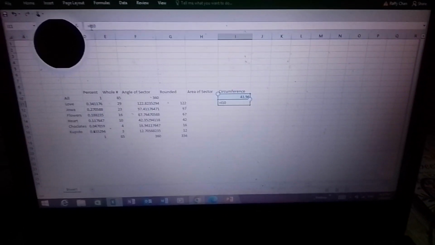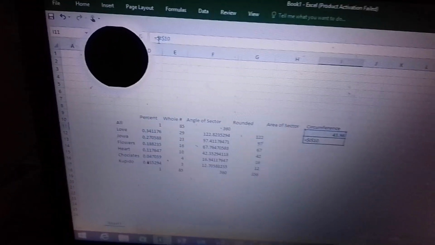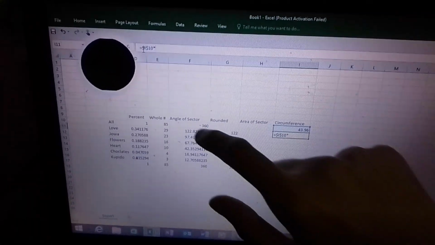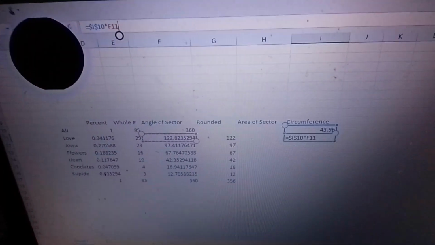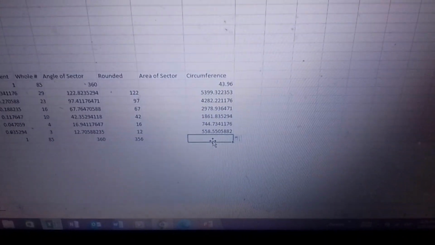Remember, this is the circumference of the circle, and we need to lock this in, so we put a dollar sign. Then after that, you multiply that with this one. Right, the angle of the sector is this one, divided by this one, then multiplied by 360. You have to multiply with the angle of the sector so that you can come up with this answer, and that is the circumference. Then we bring down everything so that we can get that answer. So these are the answers in centimeters.